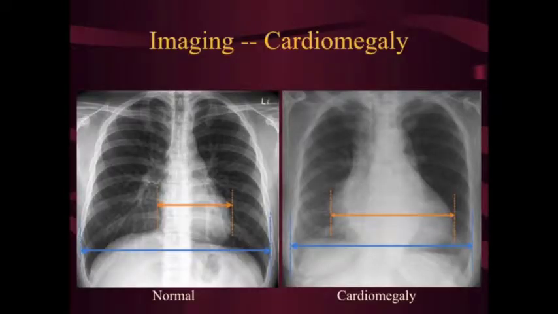This is a normal cardiac silhouette here. That's cardiomegaly. So if you do the thumb-pinky thing, it does not extend on the left side, does not extend out past the edge of the chest. And it clearly would on the other side.